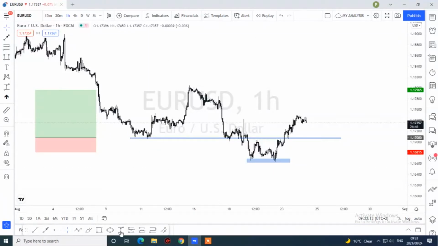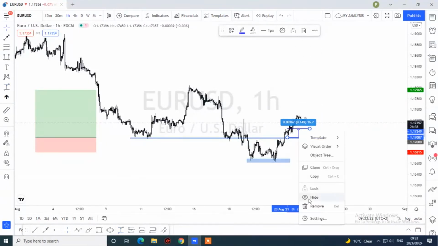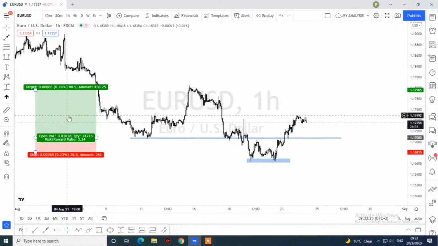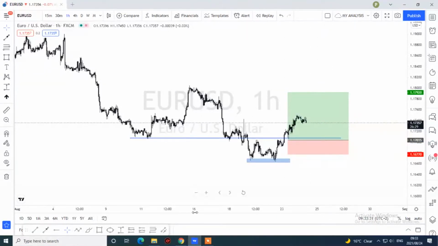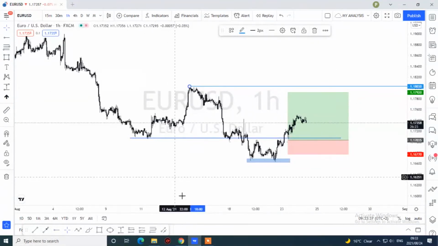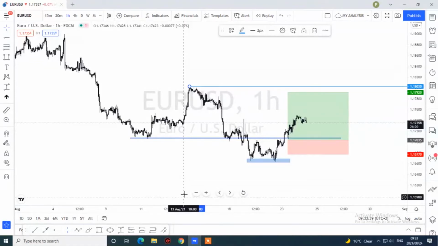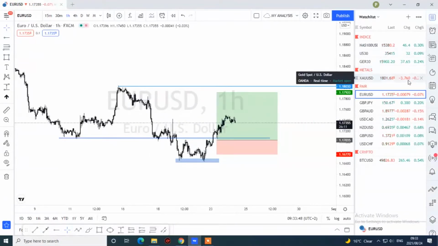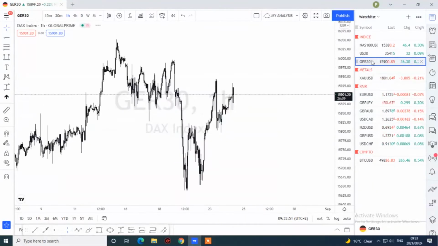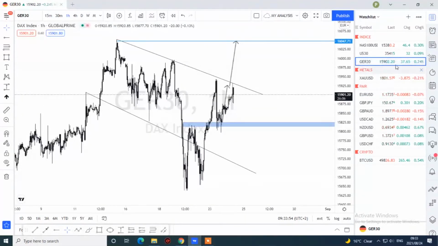I think it's running about 25 pips, if I'm not mistaken. Let's see, yeah, it's 27 pips. So we're also holding this trade here. We're just gonna see how it's actually gonna play out, but I'm expecting Euro USD to reach this high here, at least 1.18030. That's where I'm expecting Euro USD to be at. So let's just move to one of the new indices that we'll be trading.